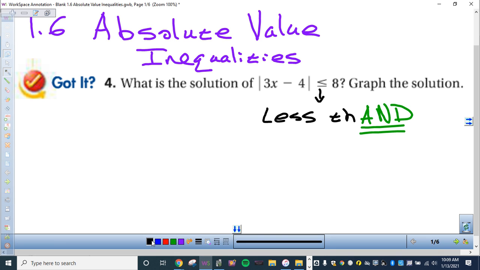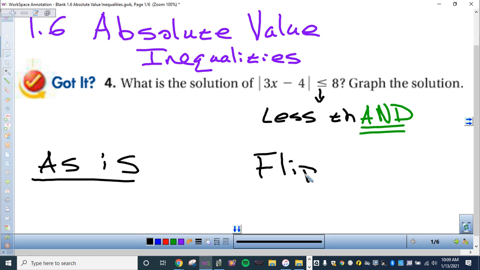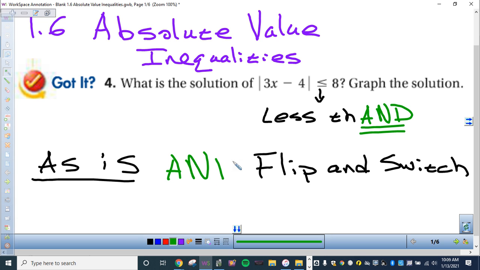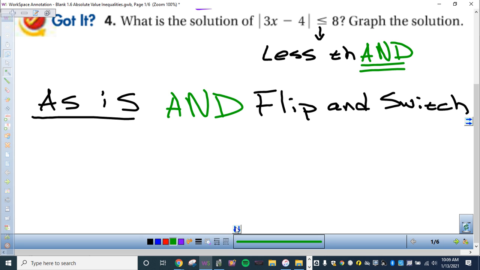Method to the madness, we write one equation as is. Second equation, I say flip and switch. So we're going to flip the inequality and switch the sign. Flip and switch. I am going to write that and in the middle of those two so I don't forget. Right? I was the kind of student that would forget stuff like that, and it just makes the math a little bit more challenging in the end. So don't be like me.